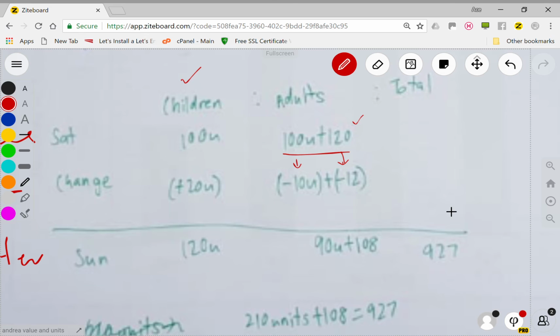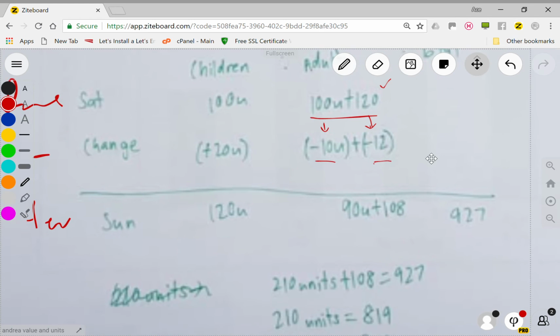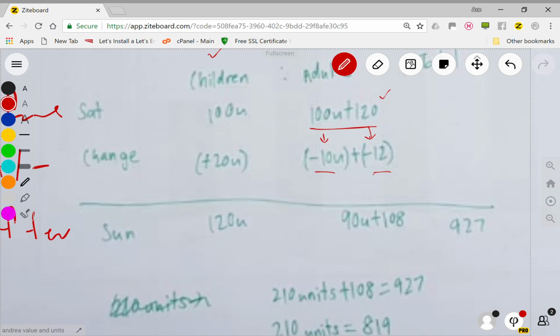So here you minus 10%. 10% of 100 units is 10U, then 10% of 120 is 12. So you got to remove from both because both of them add up together to become the number of adults. So if you minus 10%, you got to remove from both, so you get this. Then you can tabulate what is your final. You get 120 units here because you add 100 plus 20 is 120, and then this one 100 units minus 10 you get 90U, and 120 take away 12, you get 108.